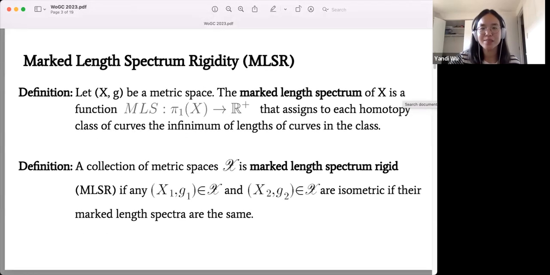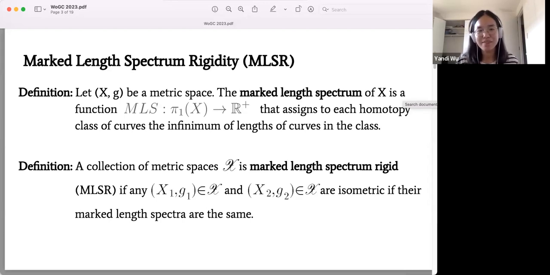First you need to define the marked length spectrum of a metric space. It is a function from the pi_1 of your metric space to the positive reals, and it assigns a length to each homotopy class. More specifically, it assigns the infimum of lengths of curves in your homotopy class. In particular, if your metric is negatively curved or CAT(-1), then the marked length spectrum boils down to assigning a length to each closed geodesic, because each element of the fundamental group for negatively curved metrics has a unique geodesic representative. So you can think of it as a length assignment to closed geodesics in your space.